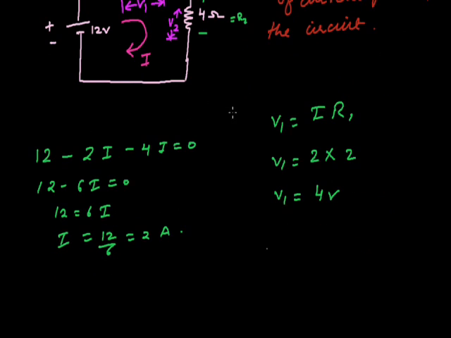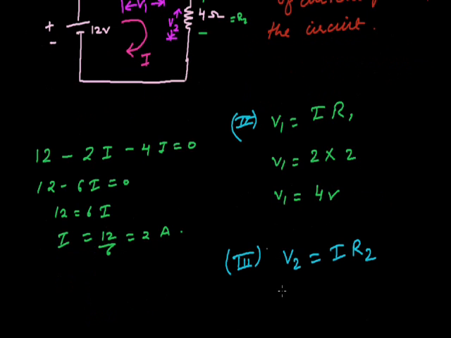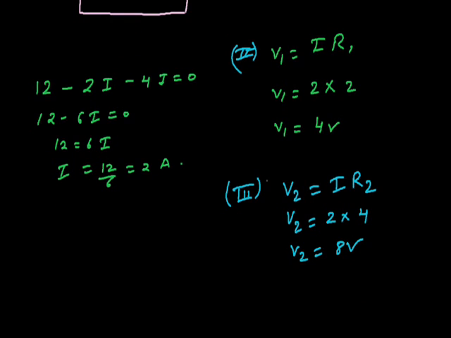Now we will find the voltage drop across the 4 ohm resistor. We write V2 is equal to I R2, because the current flowing is the same in the circuit which is given to us. So this can be solved as V2 is equal to I, which is 2 ampere, times R2, which is 4 ohm. So V2 is equal to 8 volt. This is the voltage drop across the 4 ohm resistor.